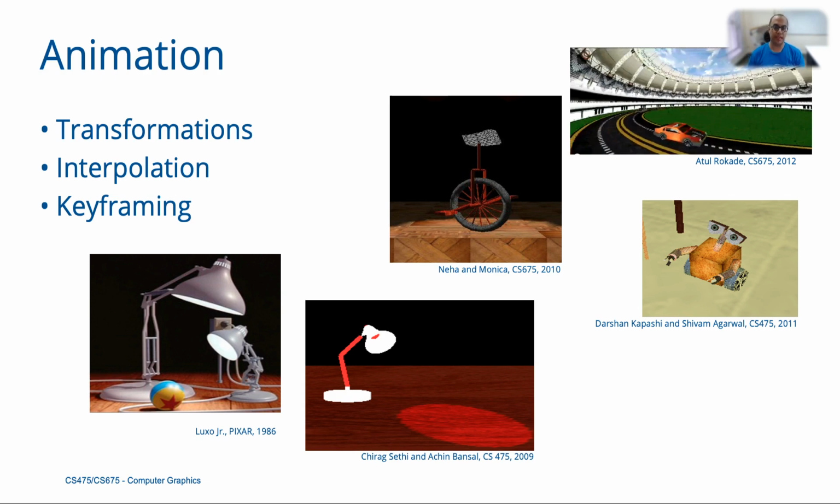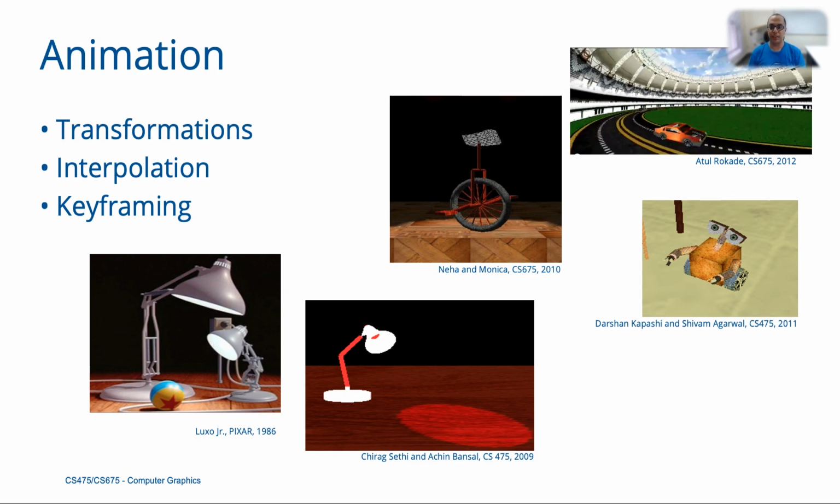The position and the sizes and the orientation of various objects in the scene are described using transformations. So we basically change the parameters of these transformations to move objects around in the scene. So we will study interpolation and keyframing, which uses interpolation, as a method for performing animation. And by the end of this course, you will be able to create a short animation film.